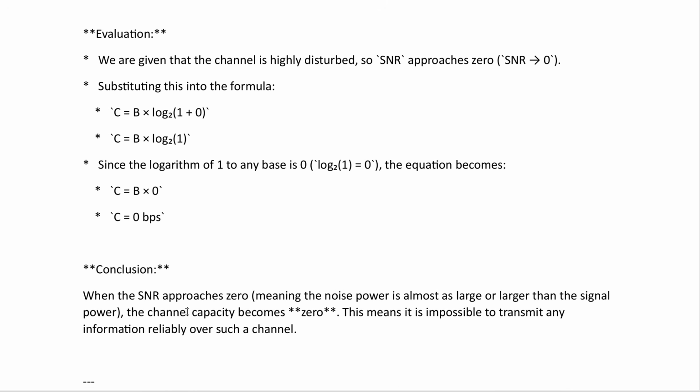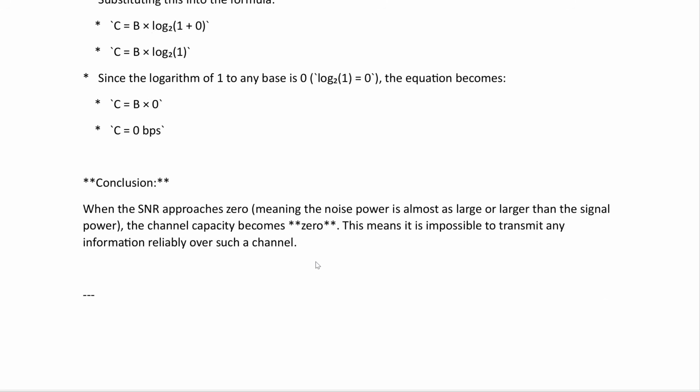So conclusion is when the signal to noise ratio approaches 0, meaning that noise power is very large, larger than the signal power, that is signal is 0 and noise is very large, channel capacity also becomes 0. This means it is impossible to transmit any information reliably over such a channel. We cannot, it is almost impossible to transmit any information in such a case, right?